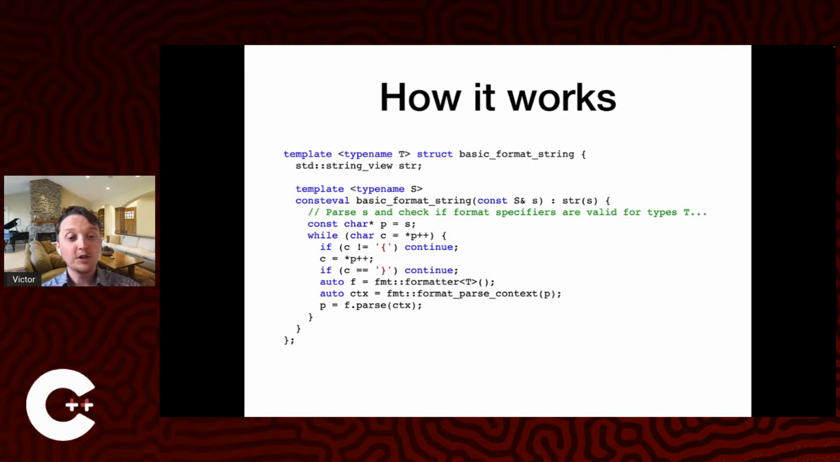So here's a simplified version of the format string type, which only recognizes a single replacement field referring to an argument of type T. So instead of an argument pack as in the real formatting function, we're just looking at one argument for simplicity's sake, so that it all fits on one slide.